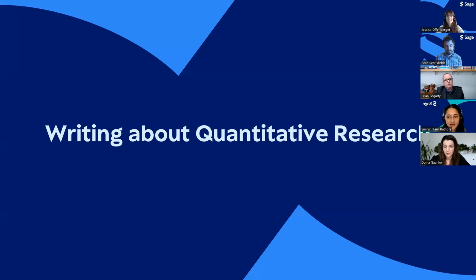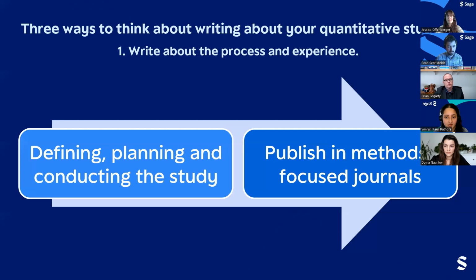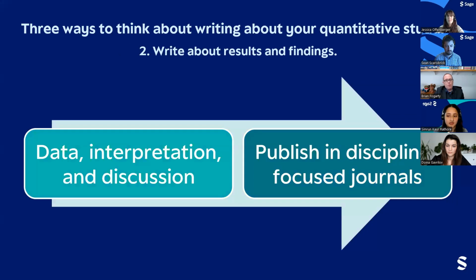So when you're thinking about writing your study, there are three approaches that you could take. The first approach is that you could zoom out and think about the process and the experience. So what was the purpose of the study, how did you plan it and how was it carried out? You would aim to look at publishing that in a methods-focused journal, as that would be their predominant focus. Looking at the second approach, if you're focusing on results and your findings, you'd want to aim to publish in a journal with the most relevant specialities to your manuscript. So that's why a discipline-focused journal would be ideal.